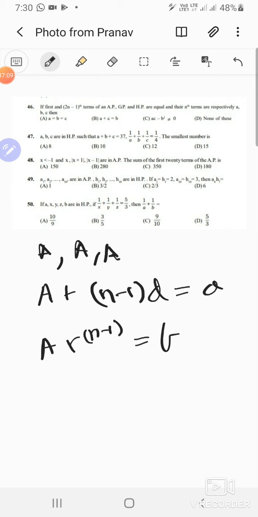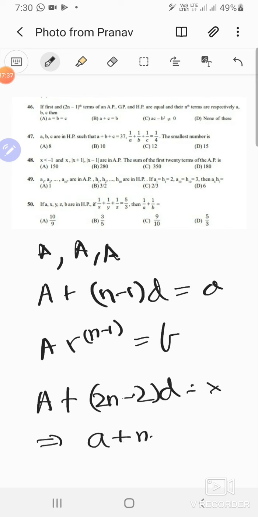Okay, so what do we know next? So this a is common, right? And let's say that common last term, I mean the 2n minus 1th term, may be x. So that will give me a plus 2n minus 2 into d is equal to x, which means that small a plus n minus 1 into d is equal to x. Fine. And then a times r to the 2n minus 2 is equal to x once again.